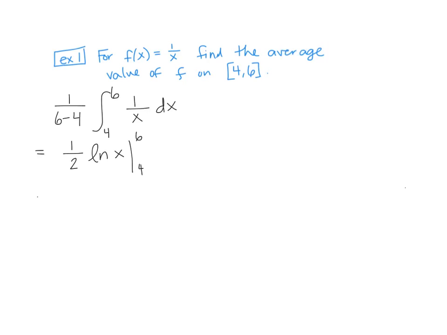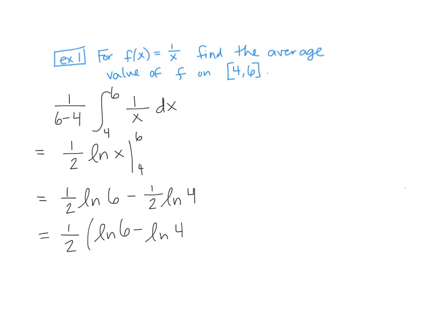All right, so that gives us 1/2 ln of 6 minus 1/2 ln of 4. Now, if this is a multiple choice question with natural log, I think the harder part is really remembering your properties of logs. So what I'm going to do is factor out the 1/2, so 1/2 of ln 6 minus ln 4.